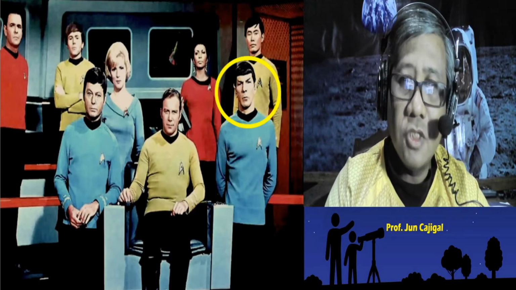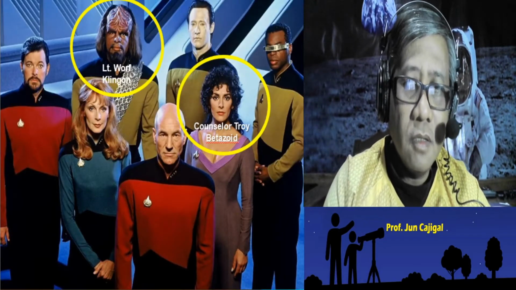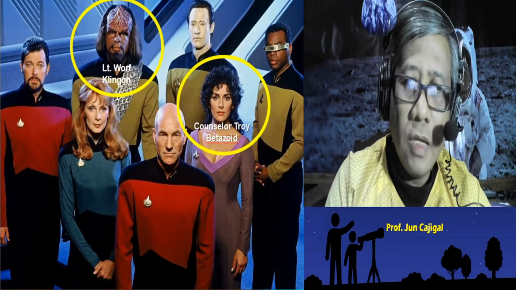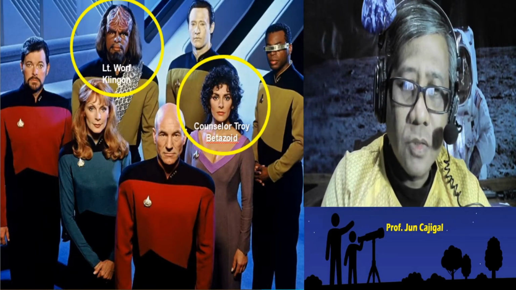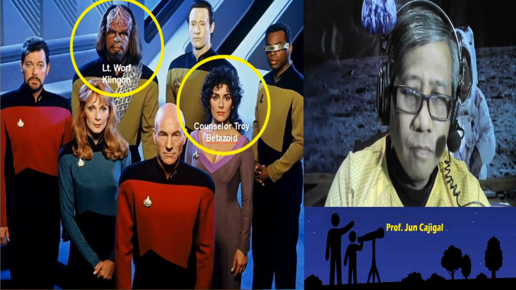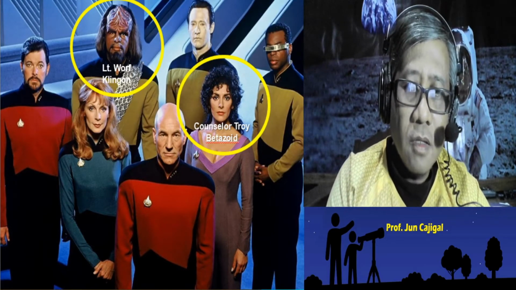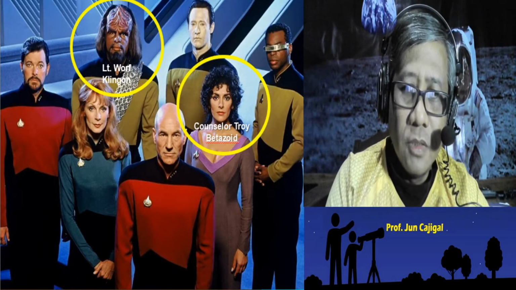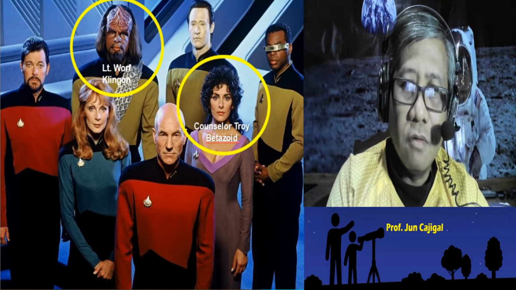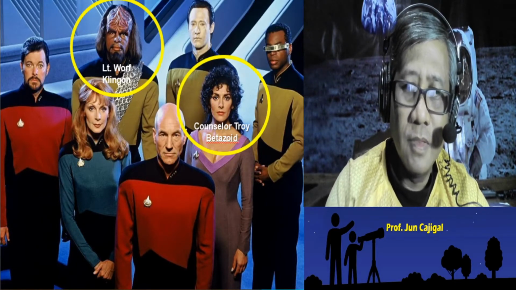Mr. Spock is a Vulcan. So, alien siya. And in Star Trek: The Next Generation, we have two aliens on board the USS Enterprise. We have Lieutenant Worf, who is a Klingon, and Counselor Troi, who is a Betazoid. So, dalawang aliens yan on board the USS Enterprise in the Next Generation series of Star Trek.